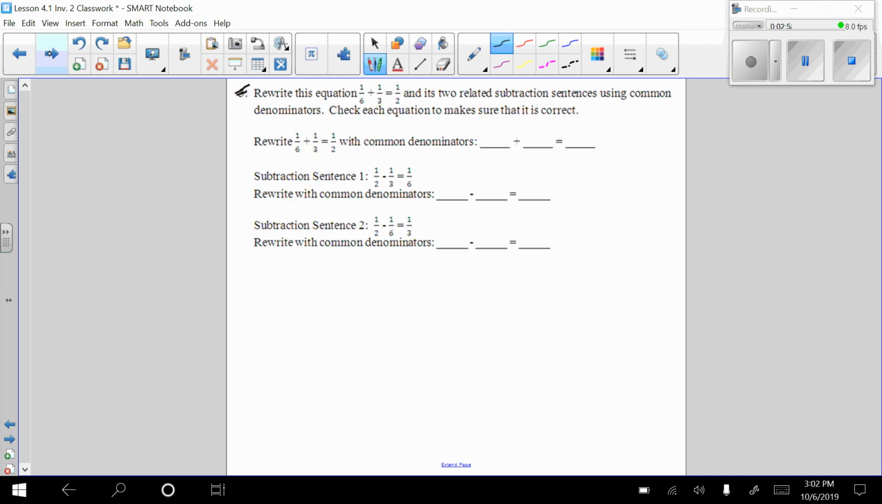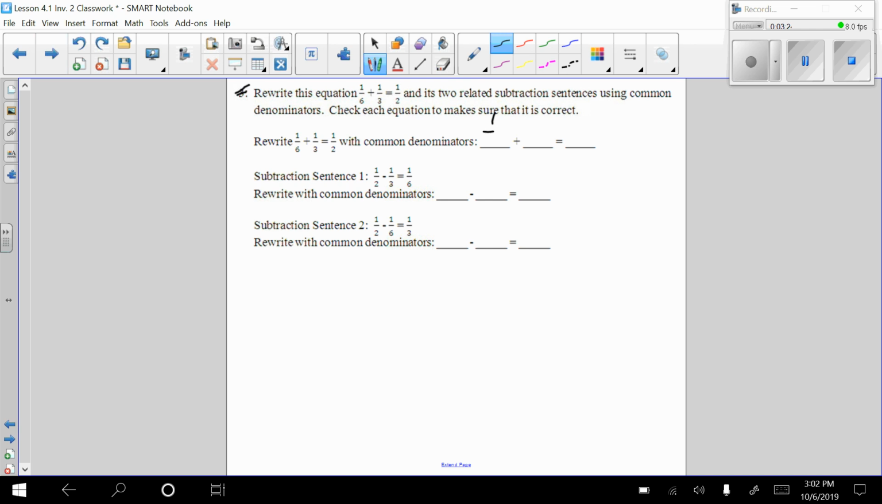Let's look at one more. Here's another one where it doesn't equal 1. It's 1/6 plus 1/3 equals 1/2. What would I need to do for that? Well, again, I need to rewrite it with a common denominator. In this case, I can see that the common denominator could be 6 because 3 and 2 are factors of 6. Remember, if we don't see it, we're finding our LCM. So let's go ahead and write that down.